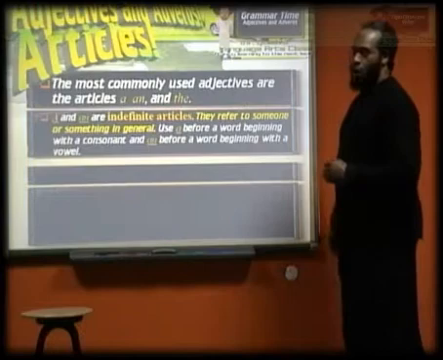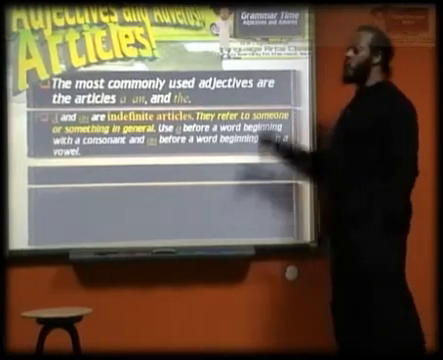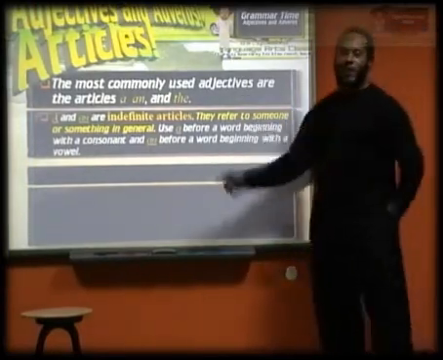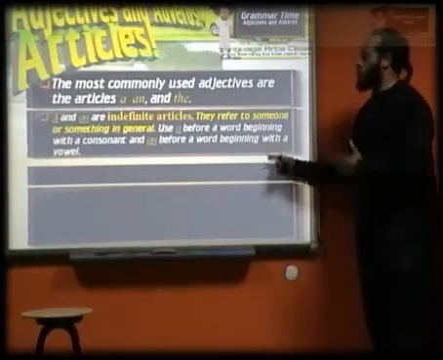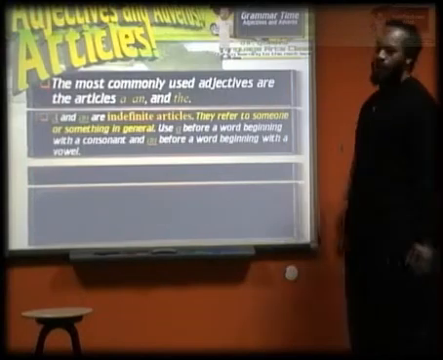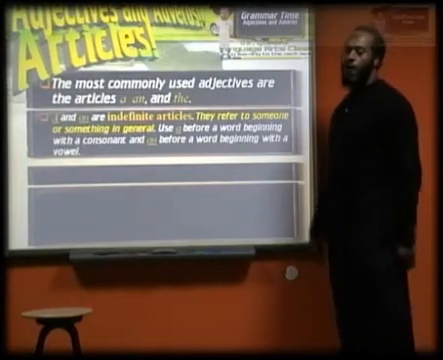A and an are called indefinite articles. They refer to someone or something in general. Use a, of course, before a word beginning with a consonant, and an before a word beginning with a vowel.